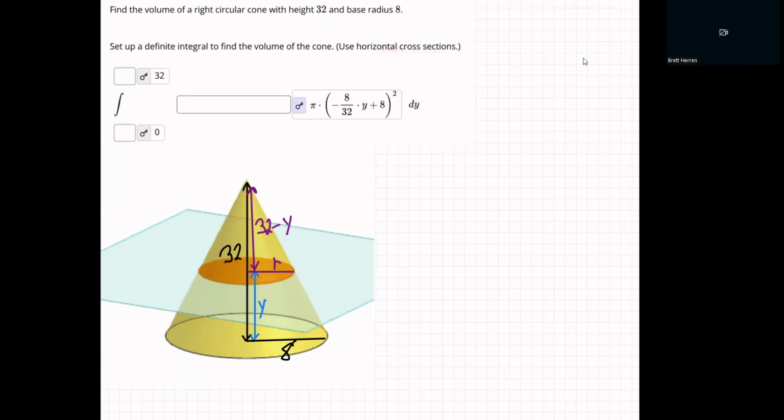Okay, so you can see the cone here. So we're talking about a cone now, not a cylinder. Gotta make sure you're grabbing that word. A cone, not a cylinder. Cylinder is a soda can. This is a cone.